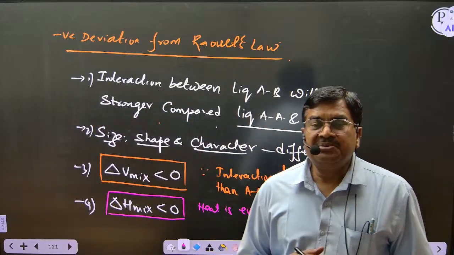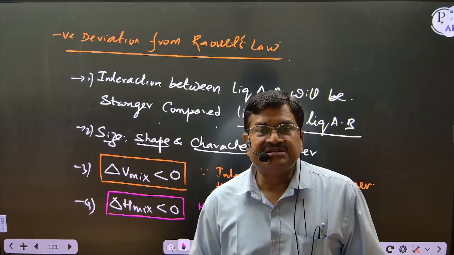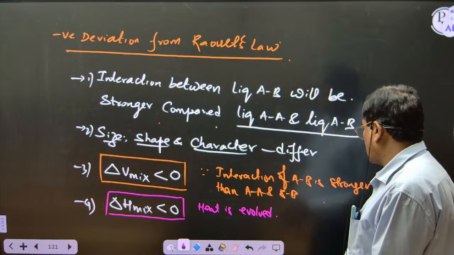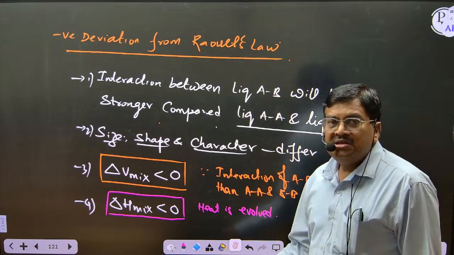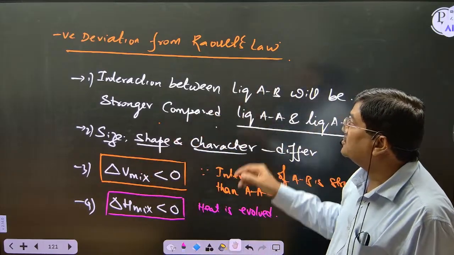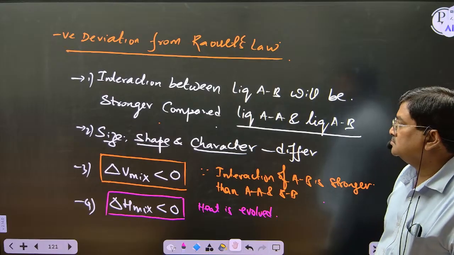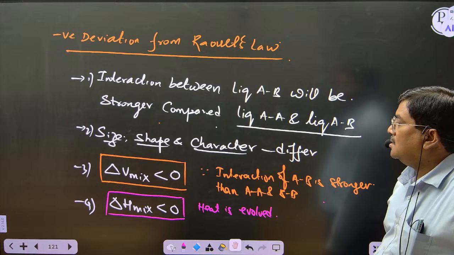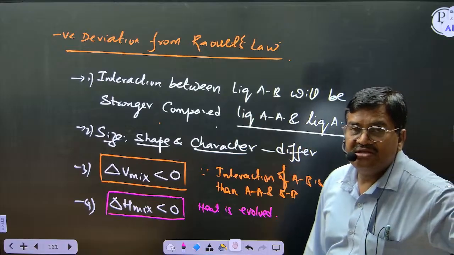Right. Now what will be the entropy change of mixing? I told you yesterday, whether it is ideal or non-ideal, whenever we mix two liquids, randomness increases. So the entropy change of mixing will be greater than 0. Up to this, copy it. Understood, all of you? This is negative deviation from Raoult's law. Clear, students? Any doubt in this? Right. I'm going to the next page.